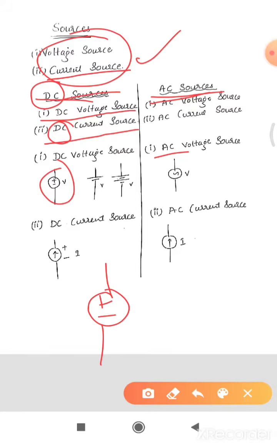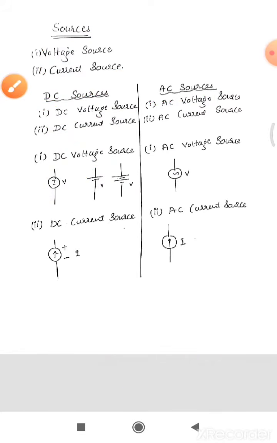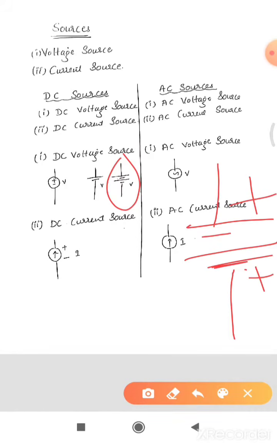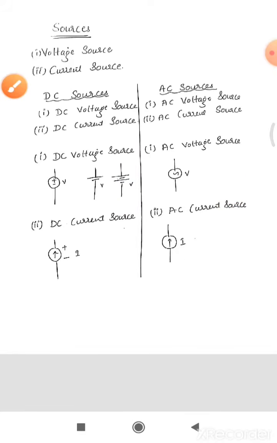So that is one type of representation. Another one is the bar type. You can represent it with a long line and a small line. A long line represents positive, a small line represents negative. It is also represented with more bars, like a long line, small line, long line and a small line. Remember, the long line always represents positive, and the small line represents negative. So this is about the DC voltage source.